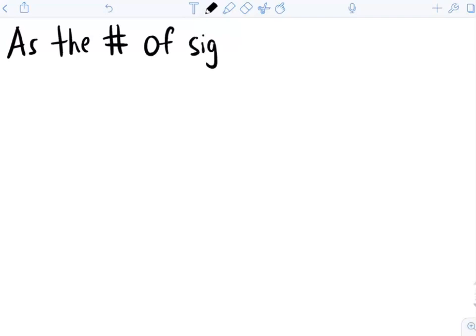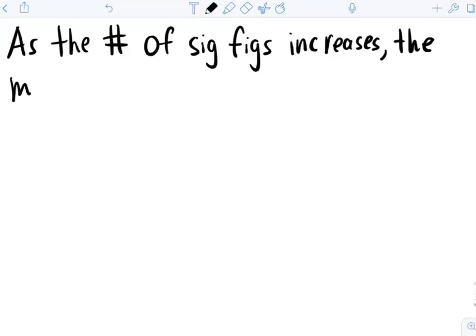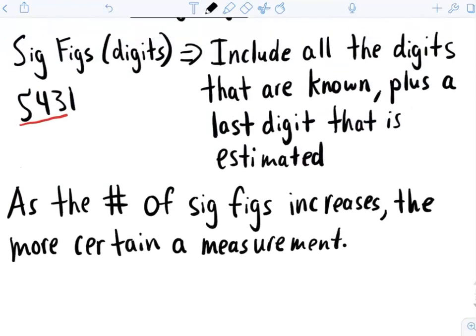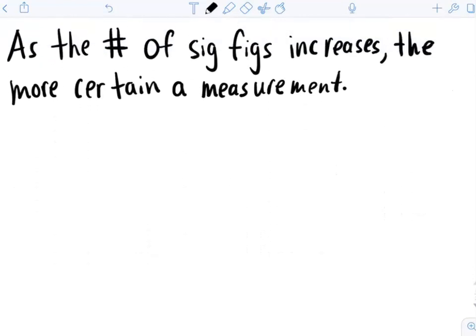Something else to note with our sig figs is as the number, and again, that's a number sign, not a hashtag sign. So, as the number of sig figs increases, the more certain a measurement. Which makes sense, because if we said that sig figs are all of the known digits, well, if I'm increasing these more known digits, then I'm going to have a more certain measurement.